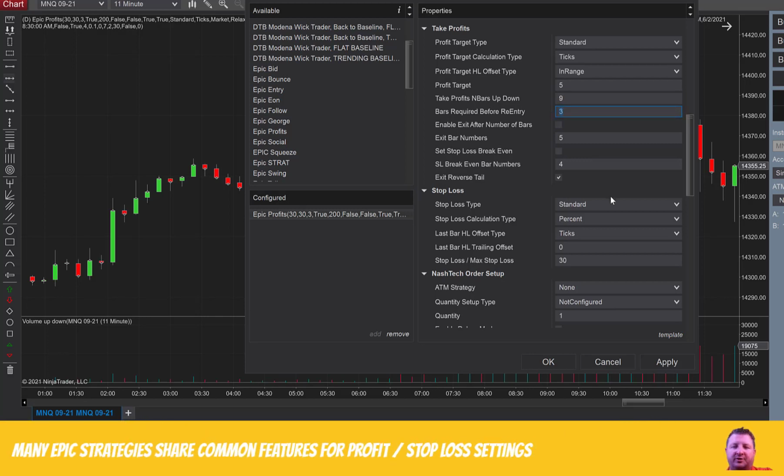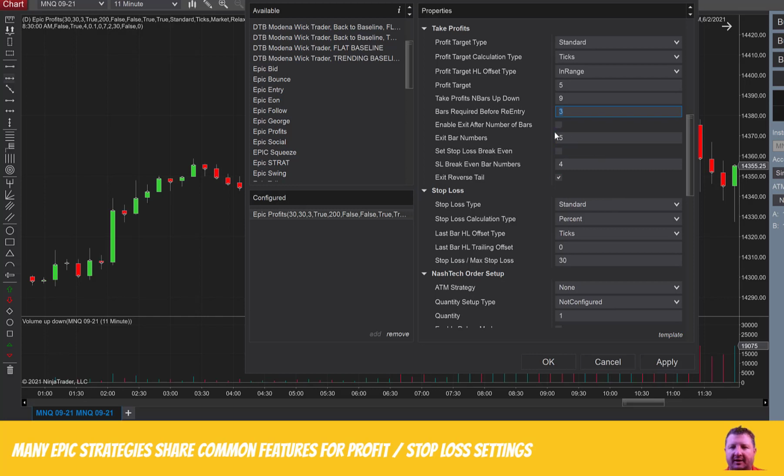Bars required before re-entry. This is great depending on different setups, and again, it's used in all of our indicators. Whenever you exit a position, these would be called no trade bars or waiting bars, or I guess you can call them pause bars. Usually with epic indicators and epic strategies, these are white bars on the chart.